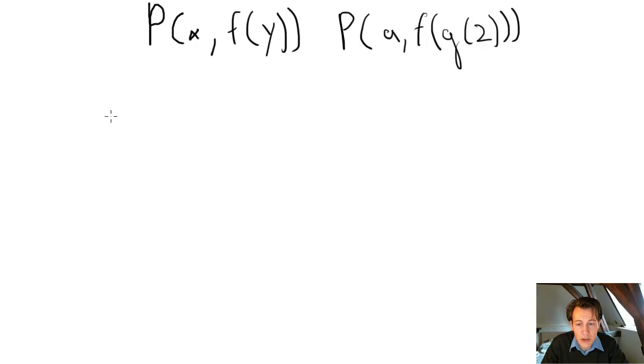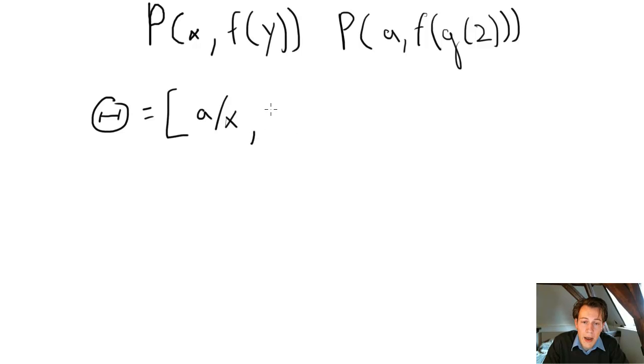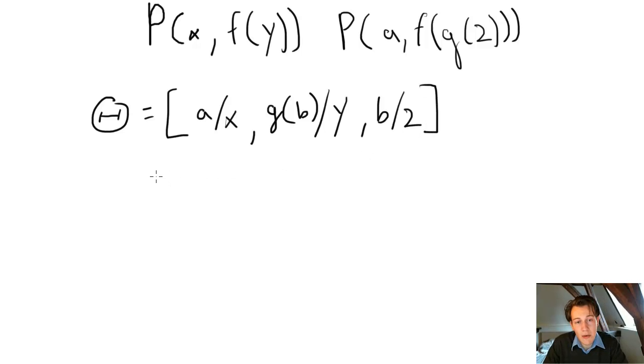we found a substitution by substituting x with a and y with g(z). But there's also another substitution. For instance, we substitute x with a, so that's not a problem, but we can substitute y with g(b), and the only thing we have to do then is substitute z with b. This is also a valid substitution, but we're now going to look for the most general substitution, the most general unifier.